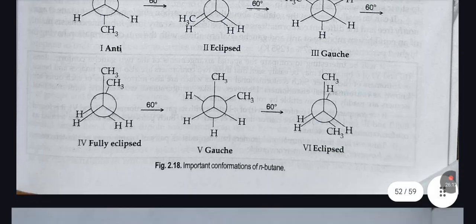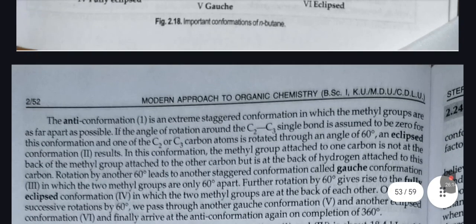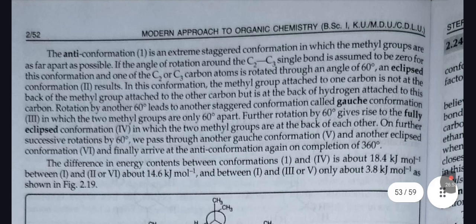The anti conformation, one, is an extreme staggered conformation in which the methyl groups are as far apart as possible. If the angle of rotation around the C2-C3 single bond is assumed to be 0 for this conformation, and one of the C2 or C3 carbon atoms is rotated through an angle of 60 degrees, an eclipsed conformation results. In this conformation, the methyl group attached to one carbon is not at the back of the methyl group attached to the other carbon but is at the back of a hydrogen atom of this carbon.